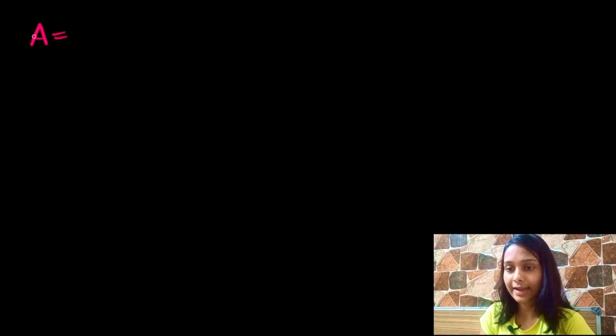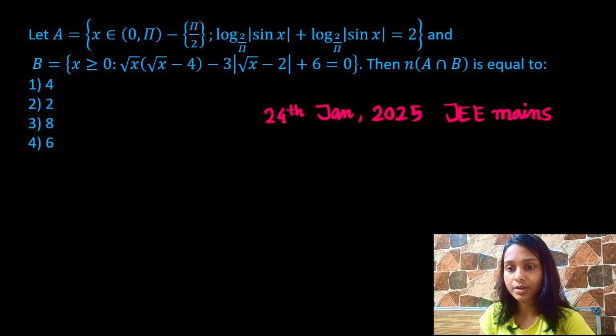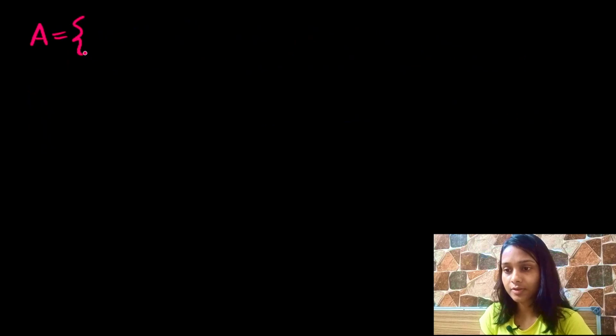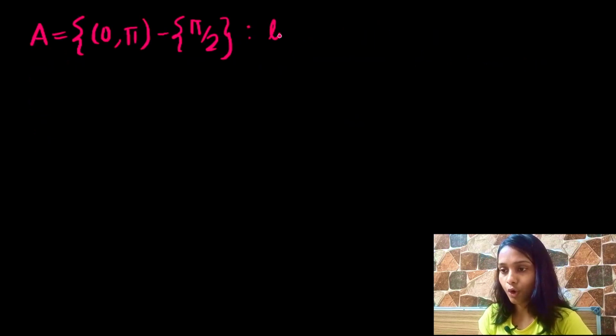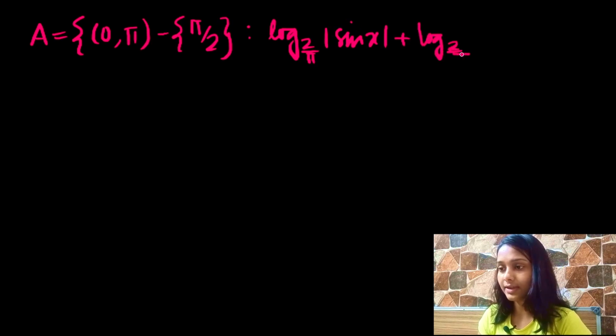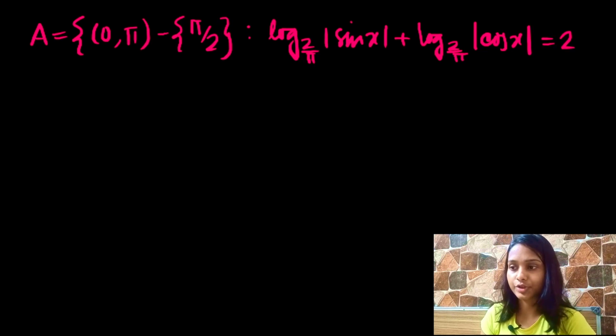A as 0 to pi, 0 to pi minus pi by 2, such that this expression is satisfied. So we have log base 2 by pi of mod sin x plus log base 2 by pi of cos x equals to 2. This expression.